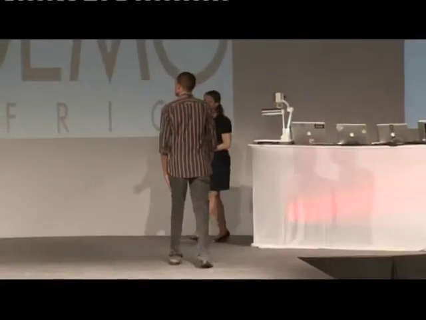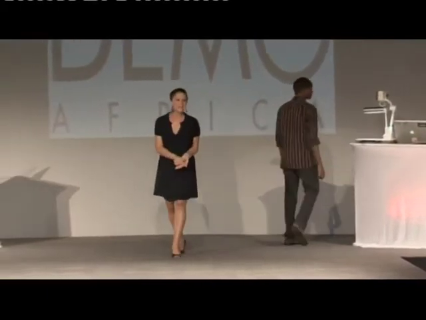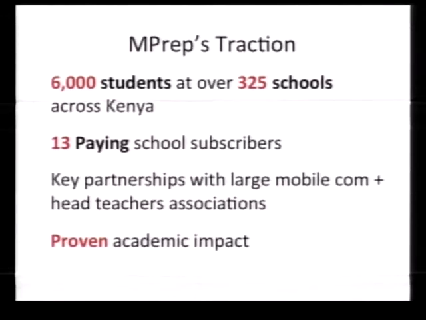Sure. So we're really excited to have over 6,000 kids currently using Mprep at over 325 schools across the entire country. This is great. We currently have 13 paying school subscribers that pay for the analytics that Kago just showed you. After this week, we will have 3 more added that are paying for these data subscriptions. At the same time, we have key partnerships that we've secured with both technical partners as well as educational partners across Kenya, and we have proven academic impact. What's even more exciting is the potential for Mprep. We're talking about millions of students across Kenya, Africa, and the world, because this is a replicable model that you can use in other areas.